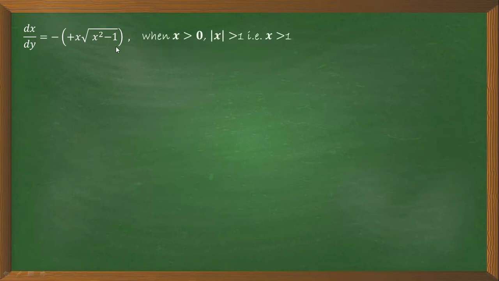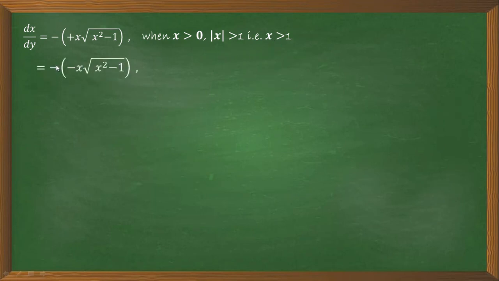So what is the condition on that? x is greater than 0, modulus of x greater than 1. In that we have taken x greater than 1. Then this is positive. See, this bracket is positive. Remember, what is this? This is nothing but cosec y into cot y. Minus sign keep as it is. So cosec y into cot y is positive. So this is positive because of this condition. Okay.